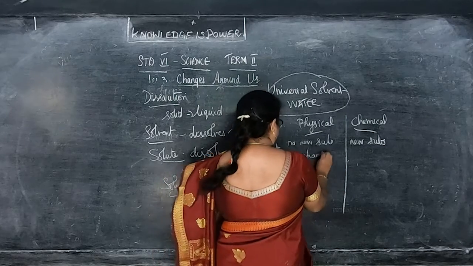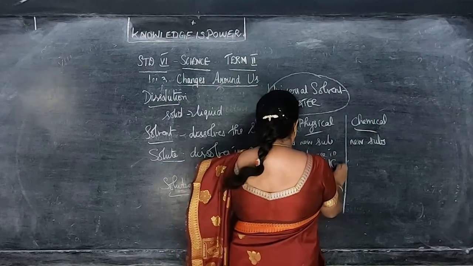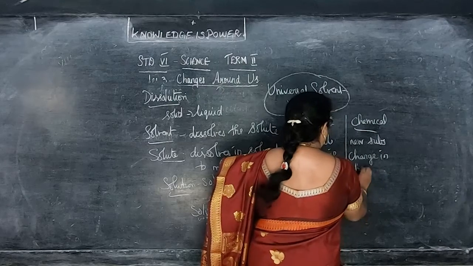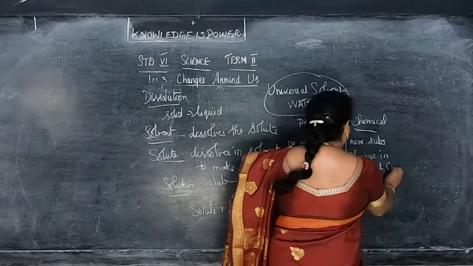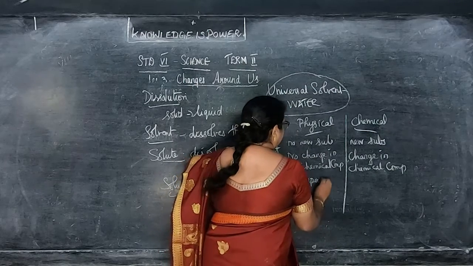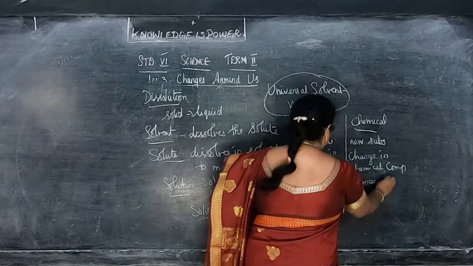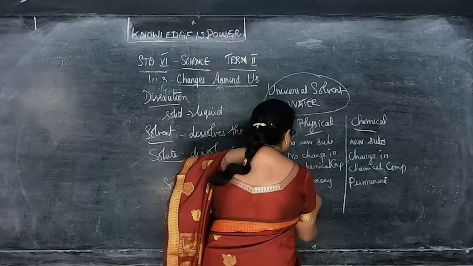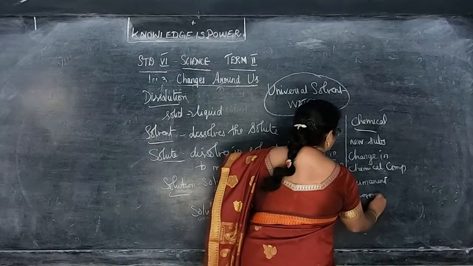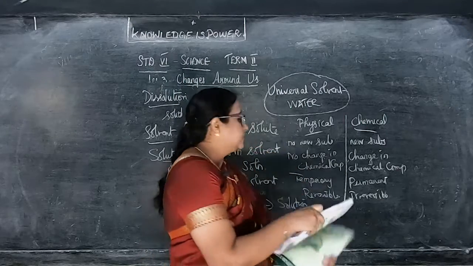In the physical change there is no change in chemical composition, and there is a change in chemical composition in the chemical change. There is only a temporary change in the physical change, and in the chemical change there is a permanent change, that is it cannot come back to its original state. The physical change is reversible and the chemical change is irreversible. Okay children, so these are the points, physical change and chemical change.